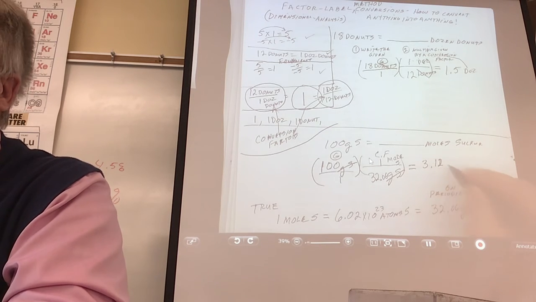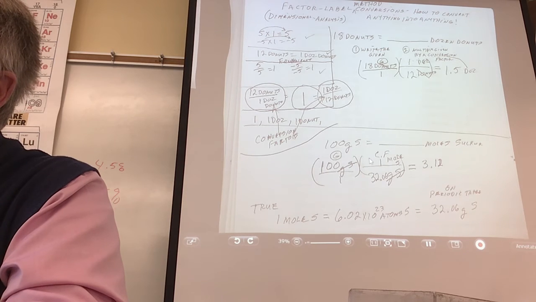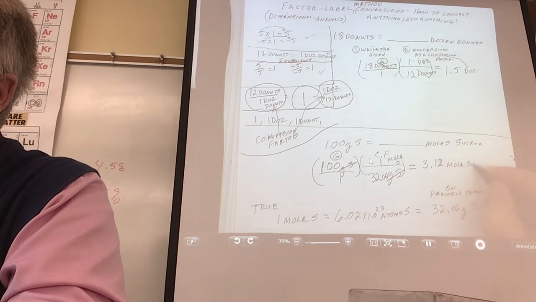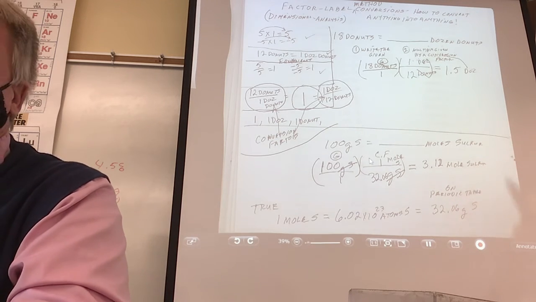Okay. And that's not correct yet because we don't have a label. Moles of what? Sulfur. Okay. All right. What do you think?